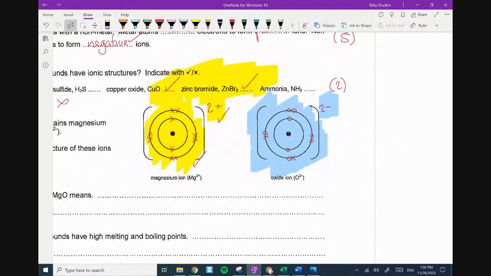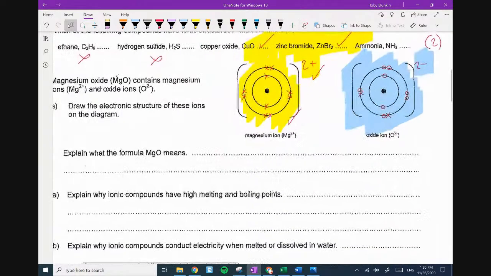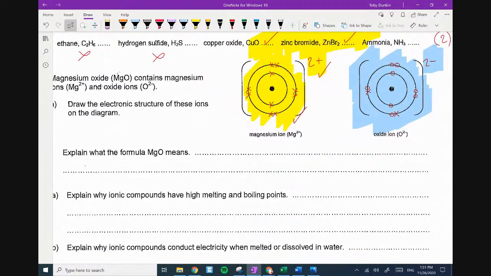If you've reversed the dots and crosses, it doesn't matter. It doesn't make any difference where you start. If you started with dots and then went to crosses, that's fine. As long as those 2 are as shown there, we're good.